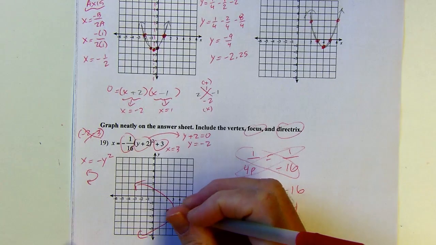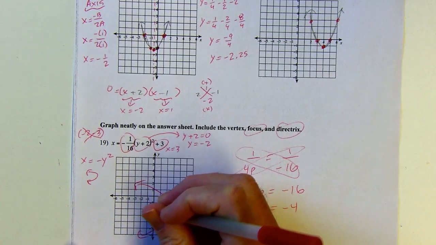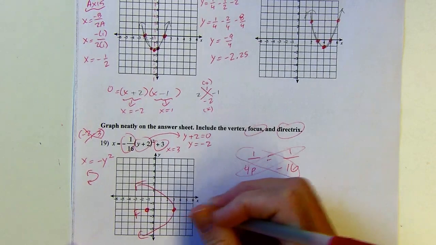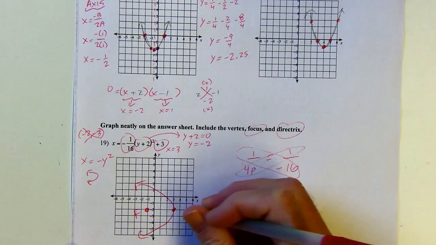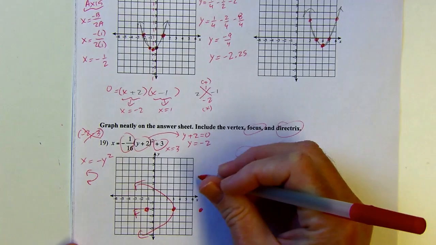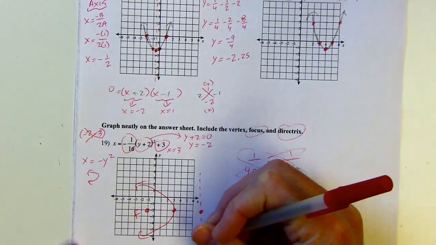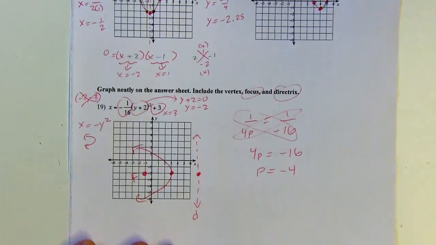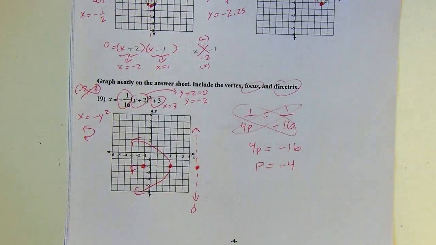So 1, 2, 3, 4. Okay, there is my focus and my directrix. I'm going to go 4 out the other direction. 1, 2, 3. Didn't quite leave enough space there, but there it is. Okay, and then I draw a vertical line like that, and there's my directrix, and that's the end of the worksheet. See you next time.